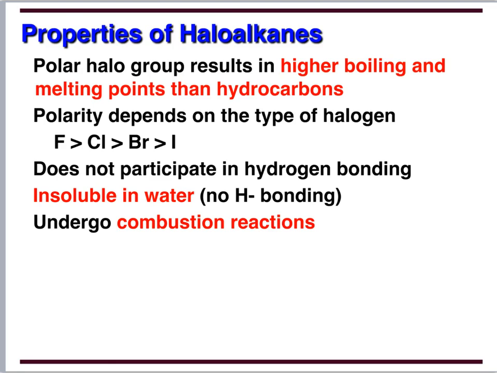So the polarity is going to depend on the type of halogen. So something with a fluorine attached to it is going to be more polar than something with a chlorine attached to it. Okay, so it works sort of the same way that they're written in the periodic table. Fluorine is more reactive, so more electronegative. So if it has a fluorine versus a chlorine, it would have a higher boiling point with the fluorine than it does with the chlorine, and bromine and iodine and so on.